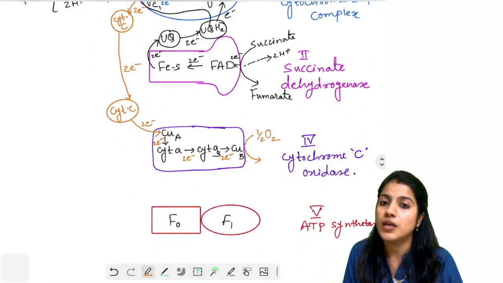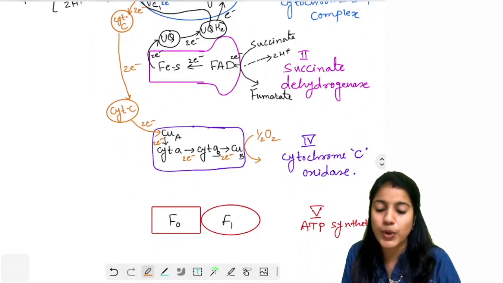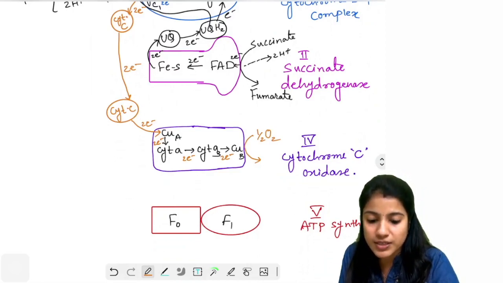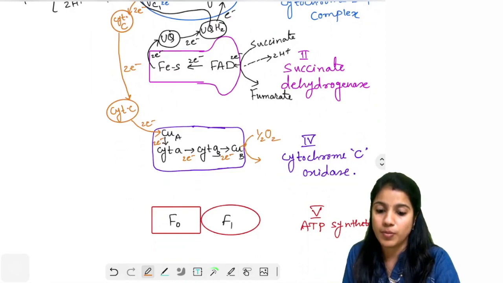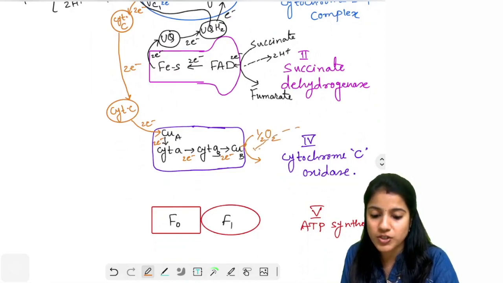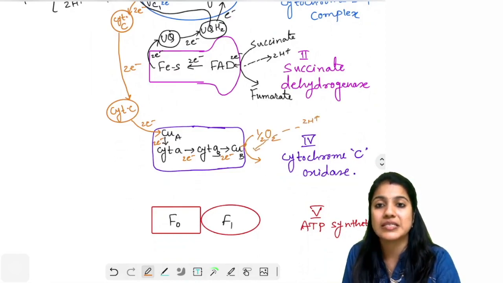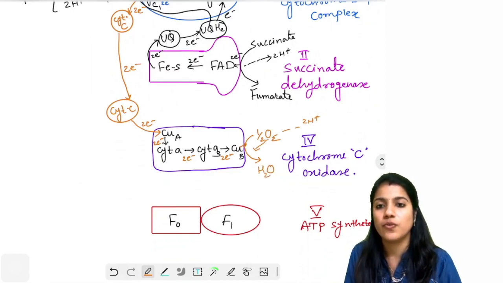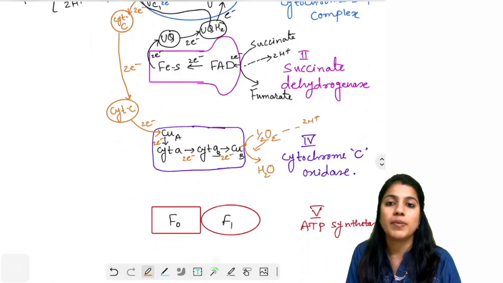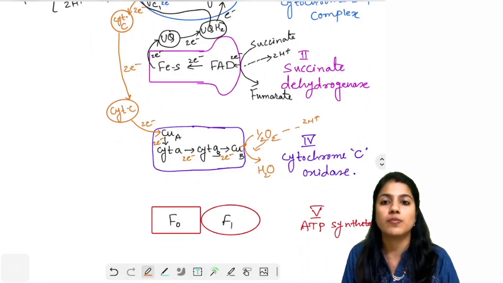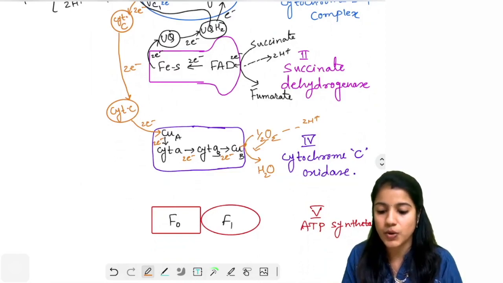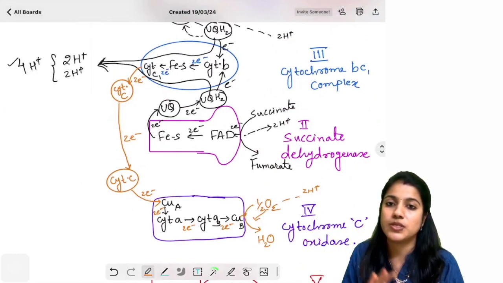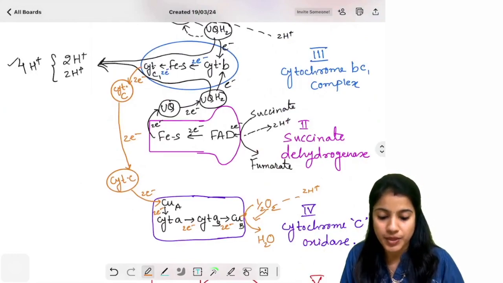One atom of the oxygen. So that's why we are writing it as half O2. One atom of oxygen will receive 2 electrons from the copper molecule, and 2 protons from the matrix will be accepted by this oxygen, and we'll be getting 1 molecule of water over here, because complex 4 is associated with water molecule formation. Now, here the electron transport system got completed.